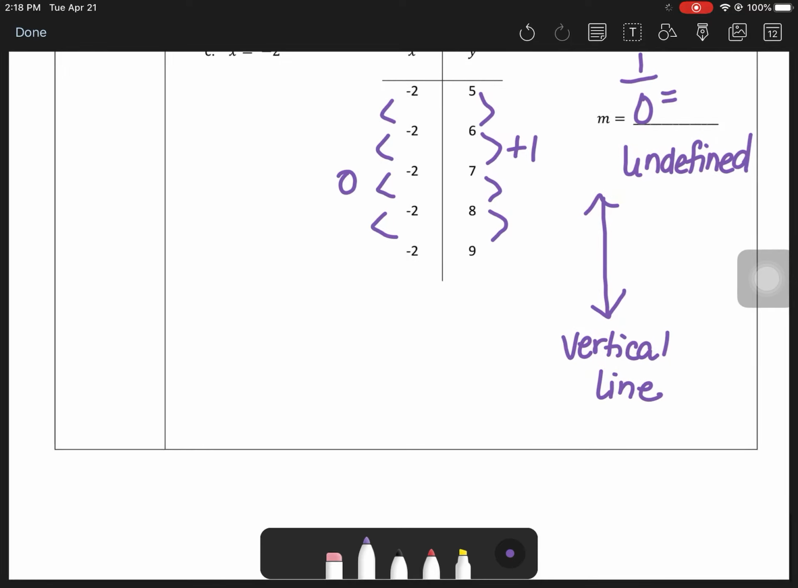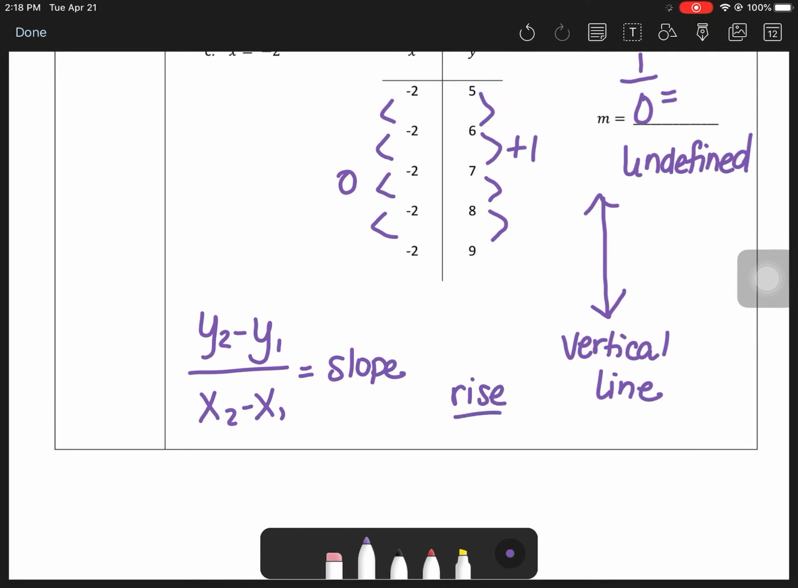So we found out today that we can either take 2 points and subtract the y's and subtract the x's to find our slope, or in the table, we can do our rise over our run to find our slope.